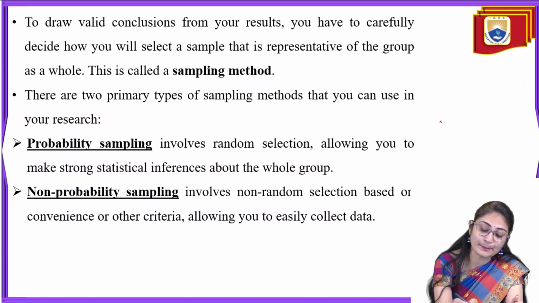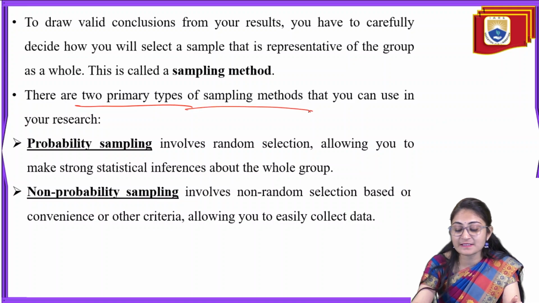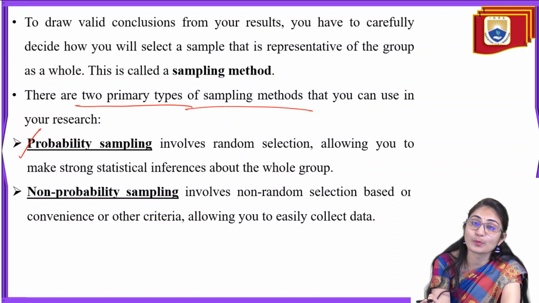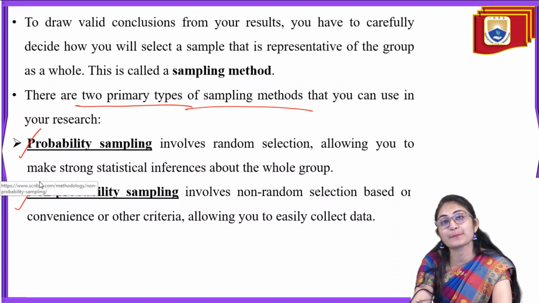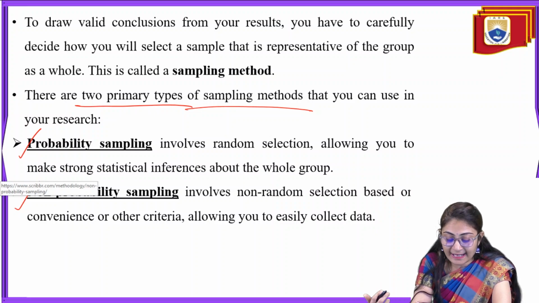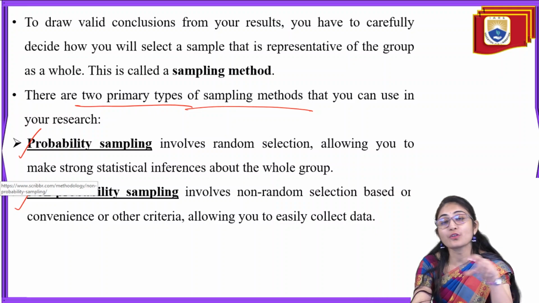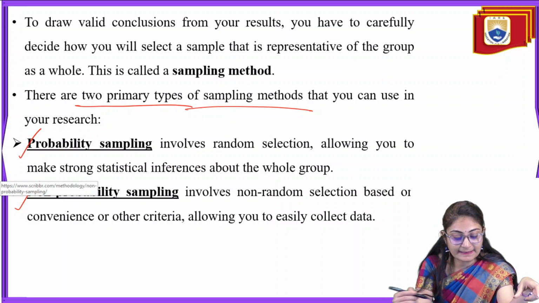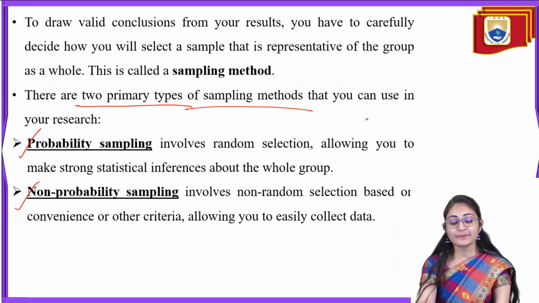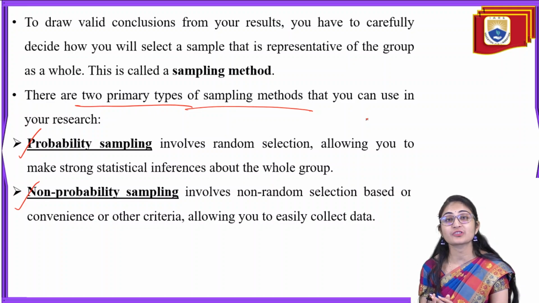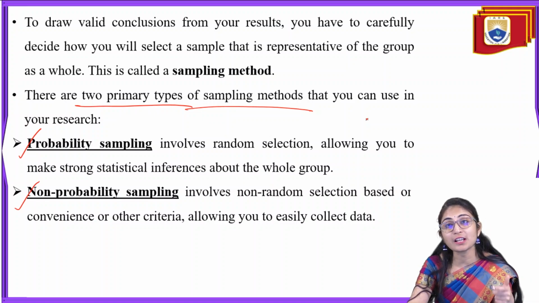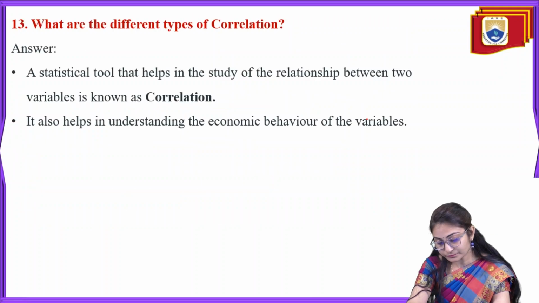There are two primary types of sampling methods that you can use in your research: probability sampling and non-probability sampling. Probability sampling involves some random selection, and that will allow you to make strong statistical inferences about the whole group. Non-probability sampling involves non-random selection, which is totally based on convenience or other criteria, and it will allow you to easily collect the data.